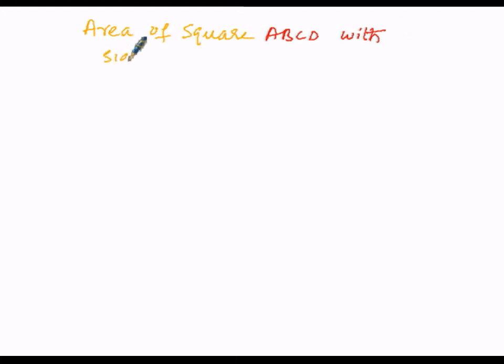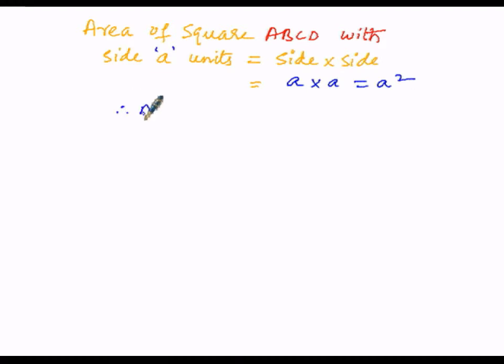Side A units is equals to, so area of the square is equals to side into side, then that is equals to side is of A units, therefore A into A, that is equals to A square. So in this manner as I got area of square ABCD is equals to A square.